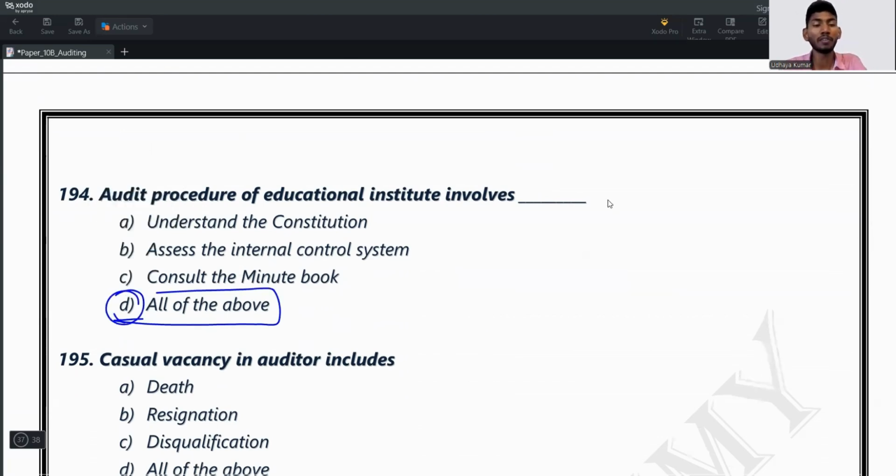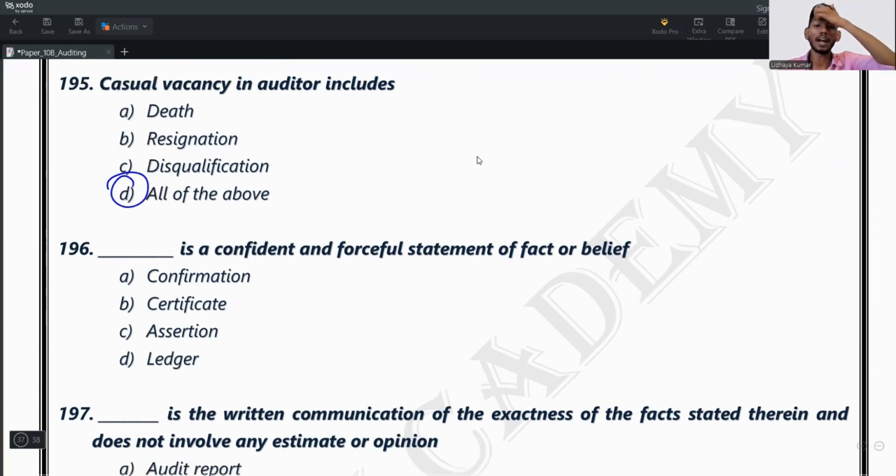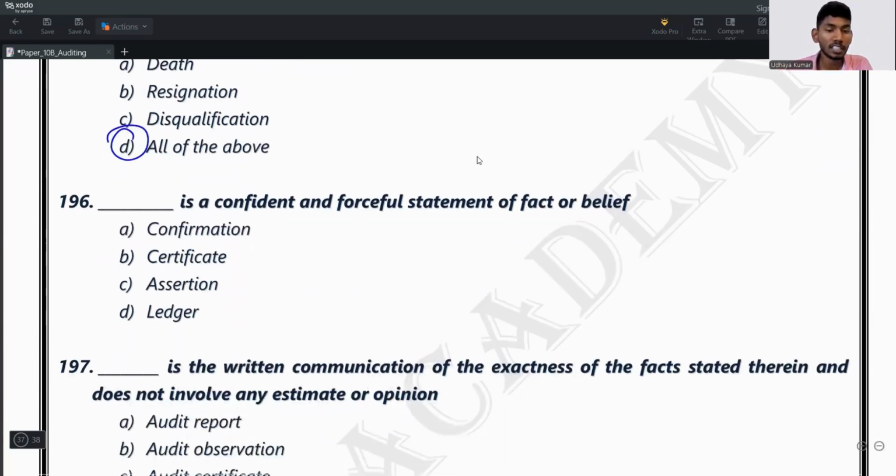So moving to question number 195, casual vacancy in auditor includes death, there will be a casual vacancy, resignation, disqualification. So option D, all of the above is the right option. So dash is a confident and forceful statement of fact or belief, which is nothing but what? Assertion, right? 196.